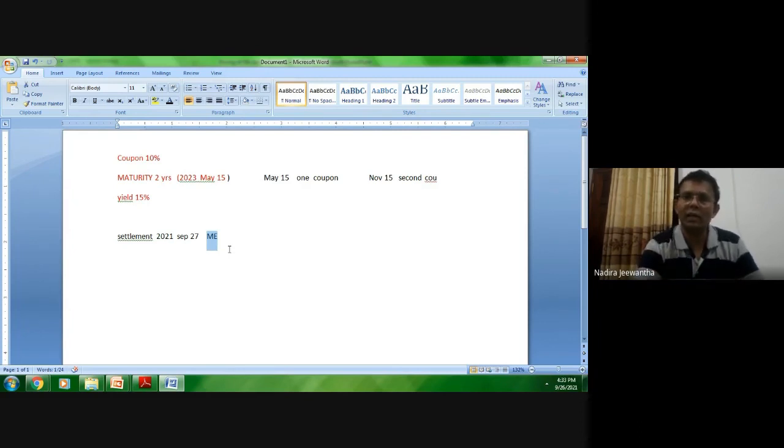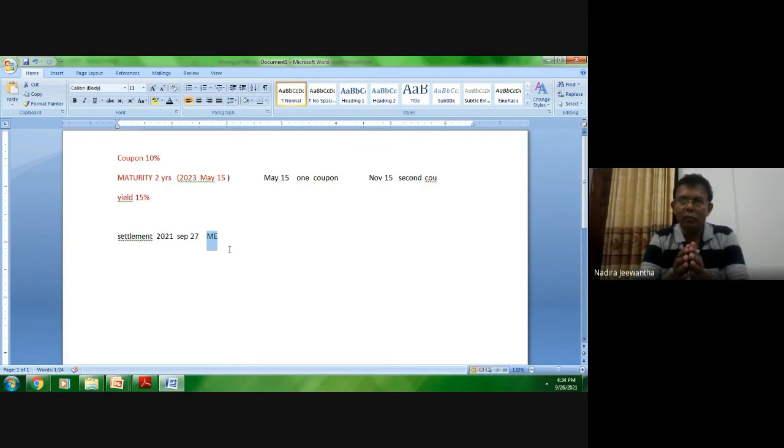I am holding this particular bond only from 27 September. Now on November 15, one coupon should be received. My account has been credited today with the 6-month coupon. Correct or wrong? Ethical or not ethical?